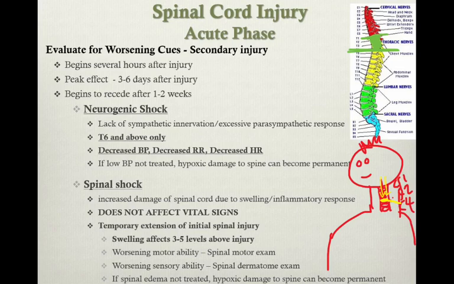Very similar to if you have an MI, you want to reperfuse it as quick as possible so that you don't have lasting damage. Again, in the spinal cord, during the spinal shock stage, we do want to make sure that we are perfusing and getting good blood flow to the spine so that it can heal and reduce the amount of swelling. So spinal shock is a temporary extension of your initial spinal injury, could affect up to 3 to 5 levels above the injury, and it would be a worsening of the motor ability.